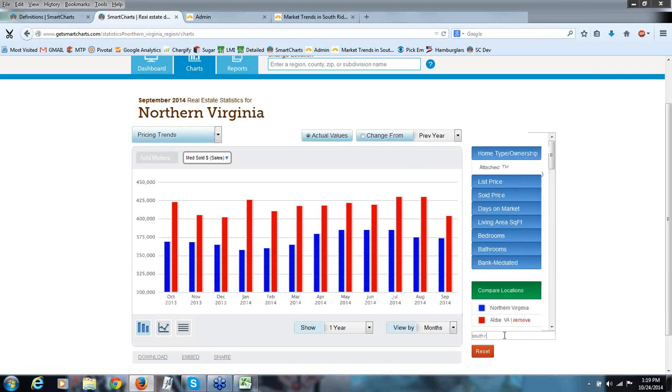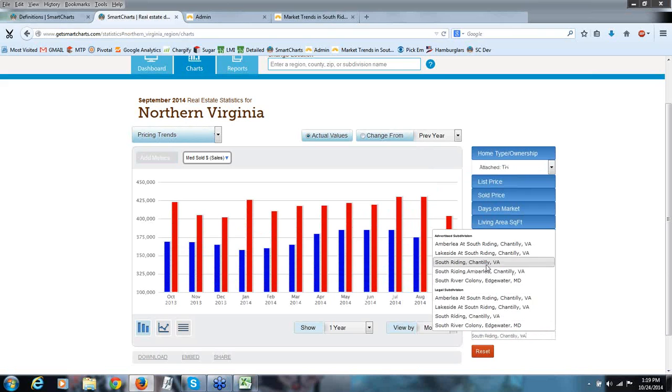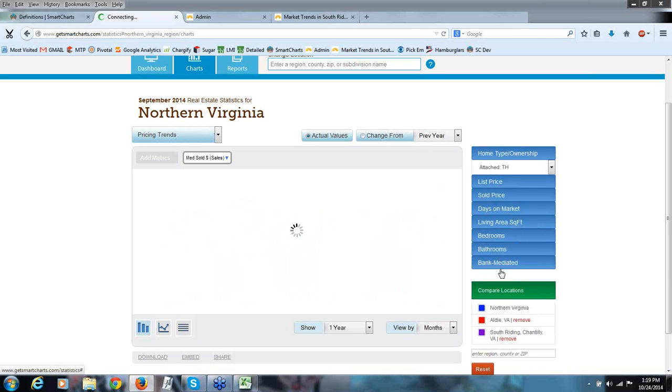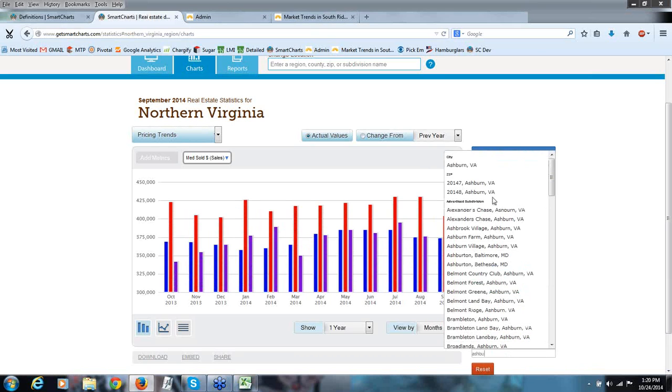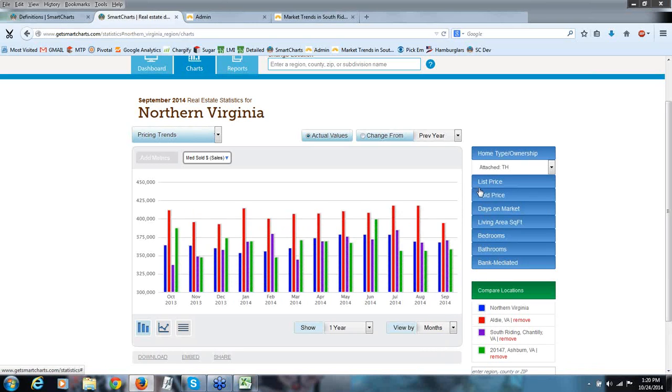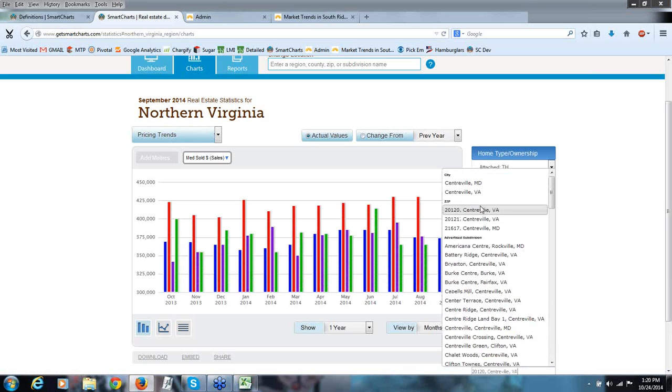South Riding, Virginia, which is a terrible commute there, but still not too far. Ashburn, we can pick a zip code within Ashburn, maybe 20147. I don't know if they've got townhouses. And Centerville, maybe Fairfax County schools are more meaningful. So Centerville's in Fairfax County. That's not that bad of a commute, so we can turn on Centerville, Virginia.